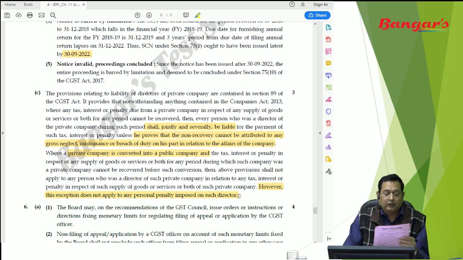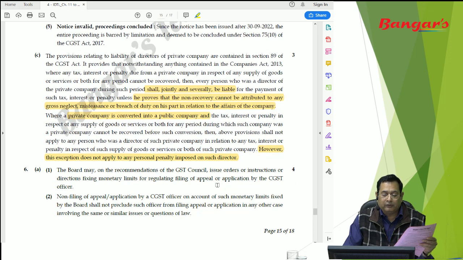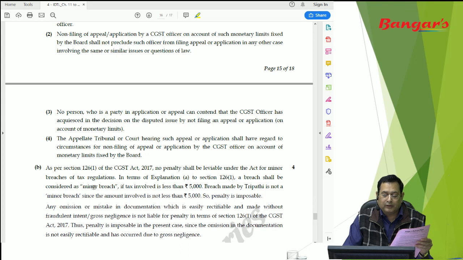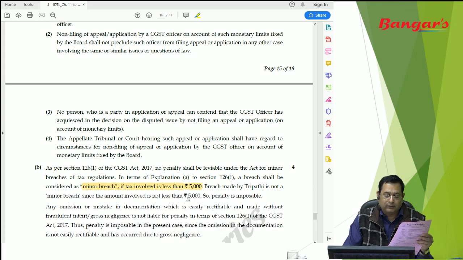Then the party registered under the CGST Act has made a breach of payment of tax amounting to rupees 6100. The assessing authority has imposed a penalty as applicable by law for the breach, invoking provisions of section 126. The party argues that it is a minor breach. So basically, when will it be considered a minor breach? When the amount of tax involved is less than rupees 5,000. So the party's argument that it is a minor breach is not sustainable.